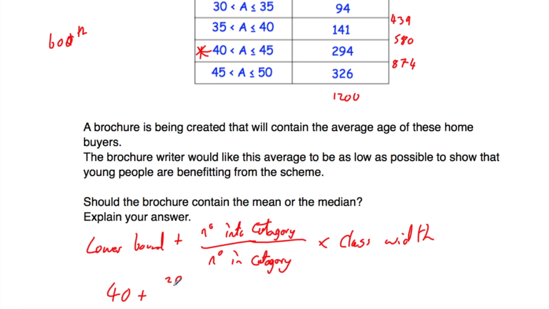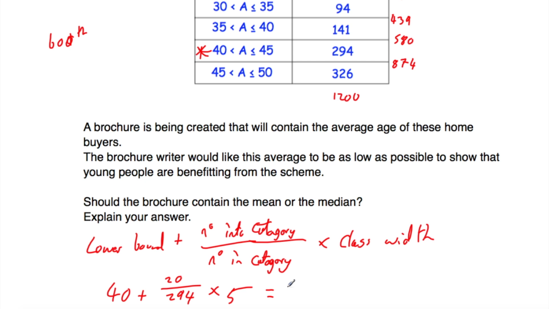So 20 over, how many are in that category? 294. So it's 20 294ths into this category, times the class width. That's how wide that class is. The upper bound take away the lower bound would be 5, so times by 5. When we work this out, we'll find our estimate for the median. So 40 plus 20 over 294 times 5.